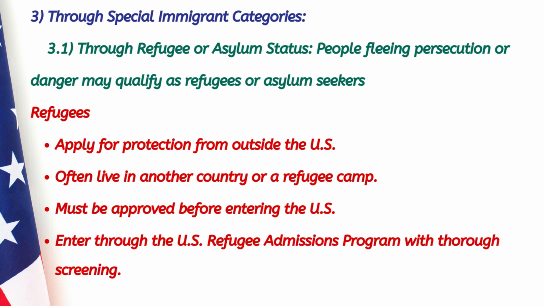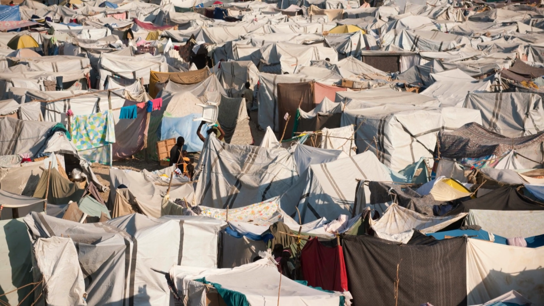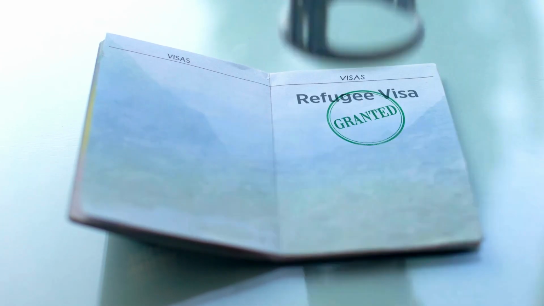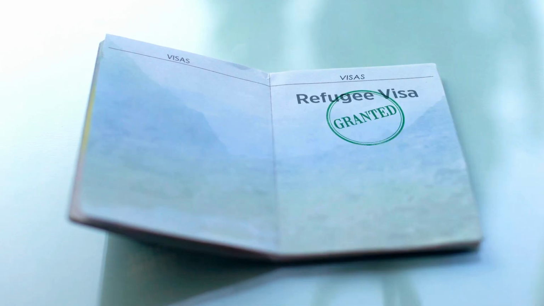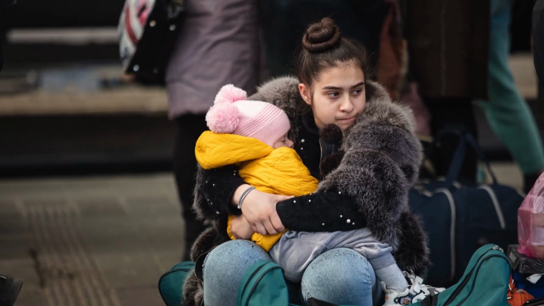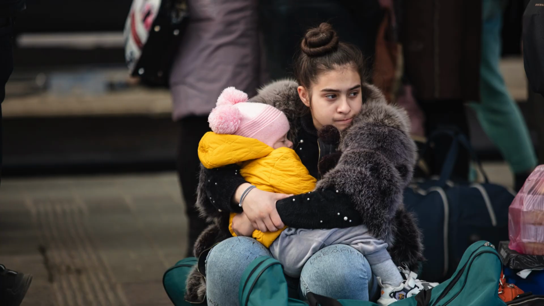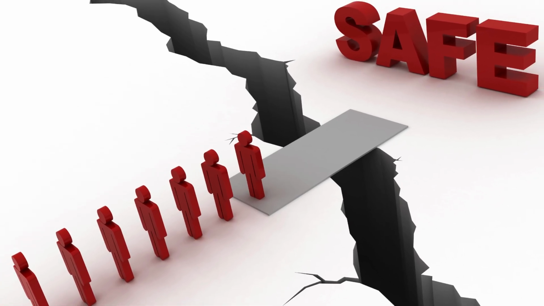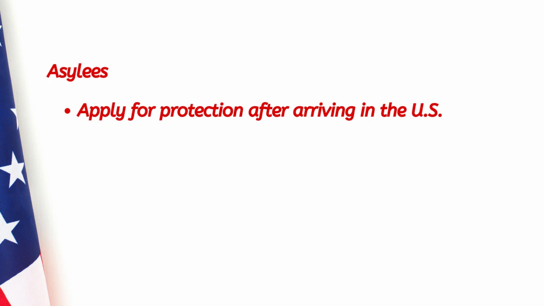They are usually living in another country or a refugee camp and must be approved for entry into the United States before they arrive. Refugees go through the US Refugee Admissions Program and are screened thoroughly before being allowed to enter the country. An asylee, on the other hand, is someone who applies for protection after arriving in the United States or at a US border.